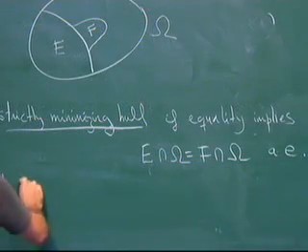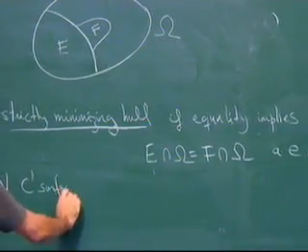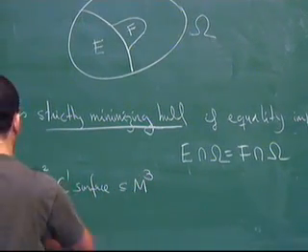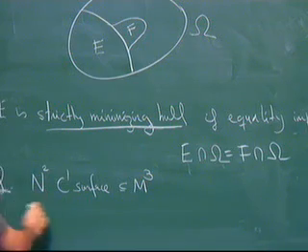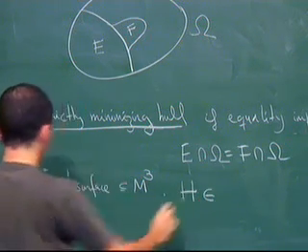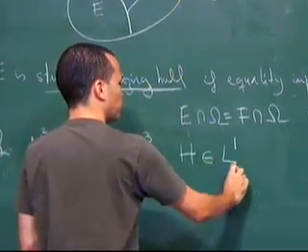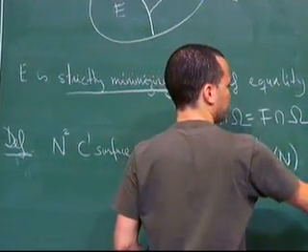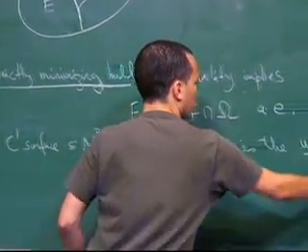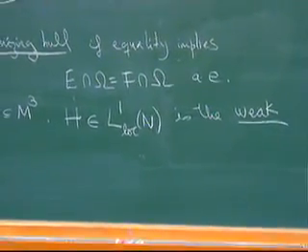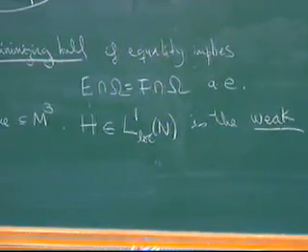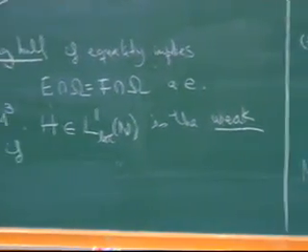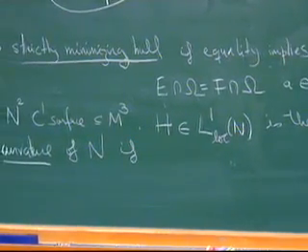Suppose that you have a C1 surface N inside a manifold M. Suppose that you have a function H on N which is locally integrable. You say that this is the weak mean curvature of N if the first variation formula holds for H.